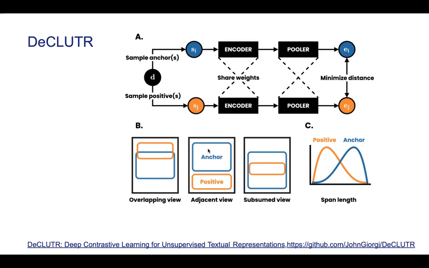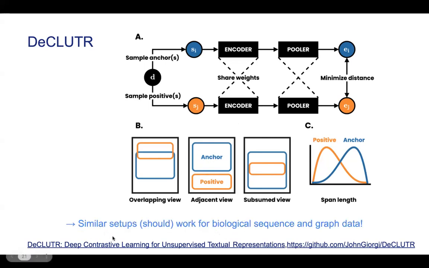And here you see very interestingly, you have the anchor here in blue and then the positive sample, and you can sample those two things in an overlapping way, in a next to each other way, or that one is kind of included into the other. And you can also play with the length, and this is what they did there, and they had very good results. So you can really play with that, and tune your embeddings in a specific way you want. And similar stuff also works for biological sequence. I already mentioned that, and also for graph data, but this we will also see in the next section, or in two sections, so to say.